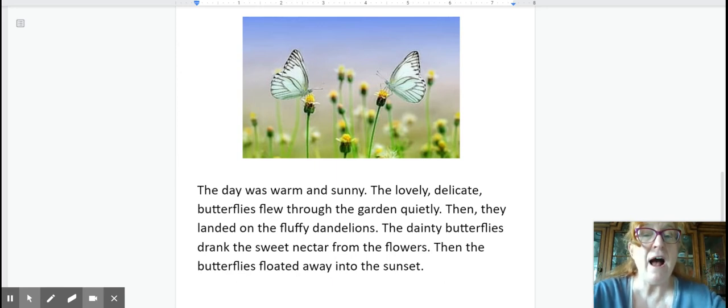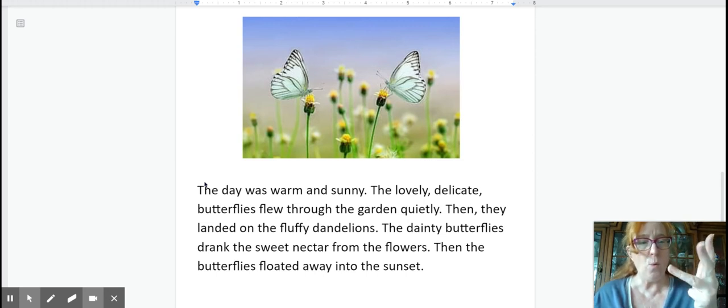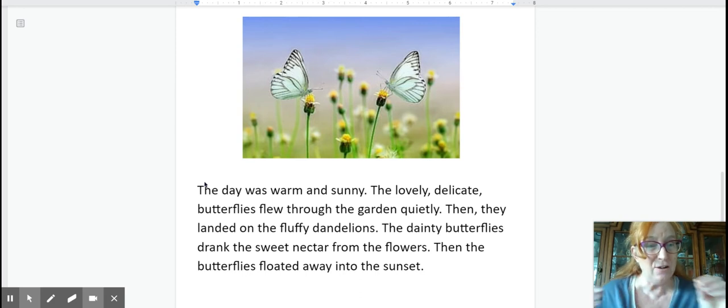So, first of all, I thought about what the picture looks like, and I started, "The day was warm and sunny." Let me count that out. The day was warm and sunny. So I know I'm writing at least 6 words to start off, and I can scratch out those sounds so I get as many letters down as possible.